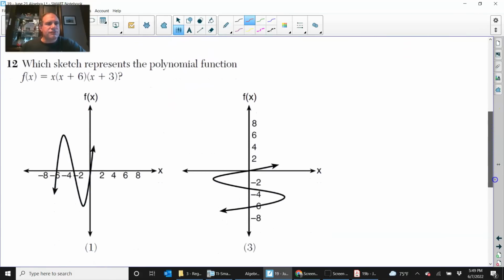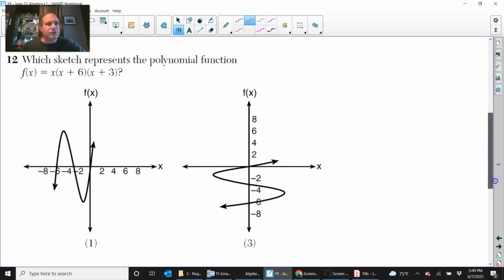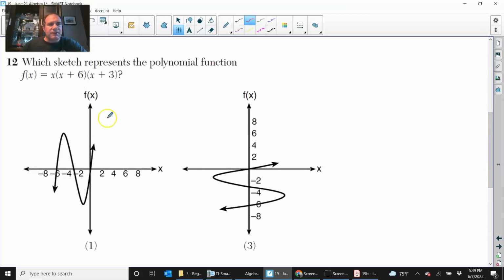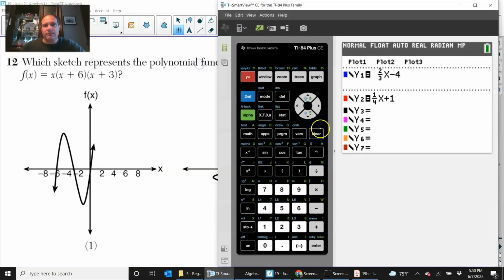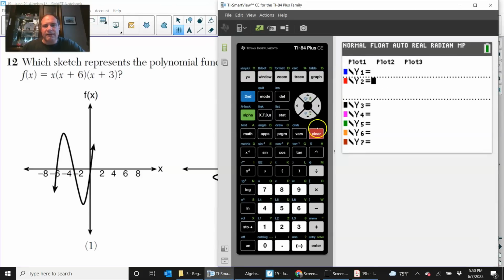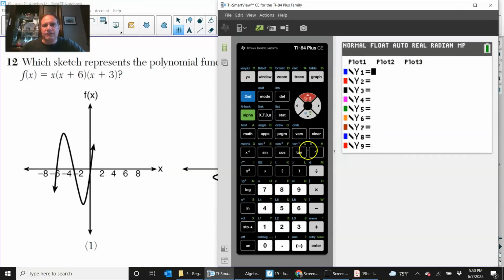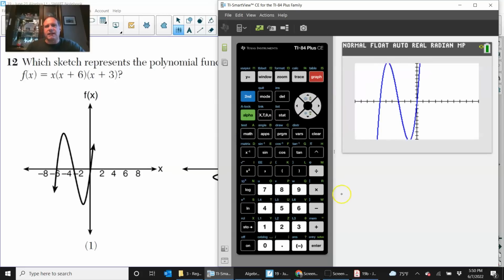Number 12, which sketch represents the polynomial function of this? This is just a calculator question. So we're going to put y equals. We're going to clear out everything here. We're going to go back to y1, and we're going to put x, parenthesis, x plus 6, close parenthesis, open parenthesis, x plus 3, and then close parenthesis again. We're going to check that graph.